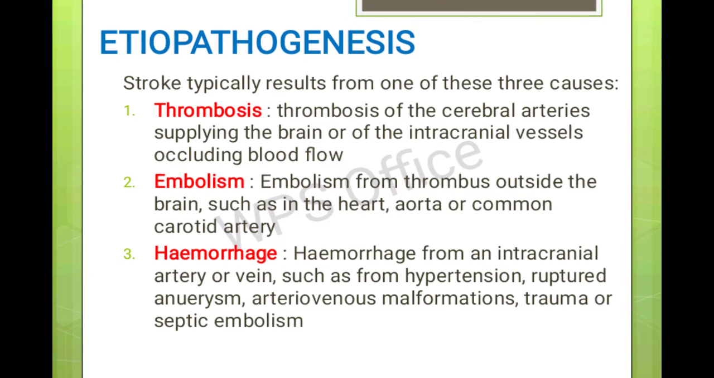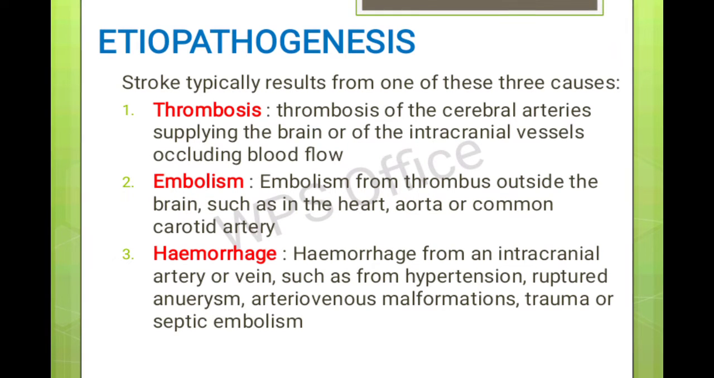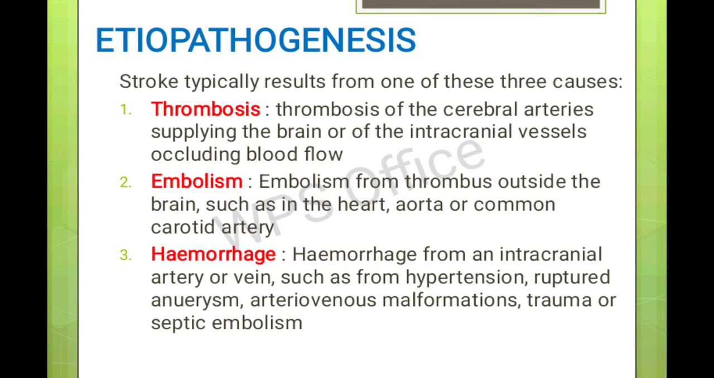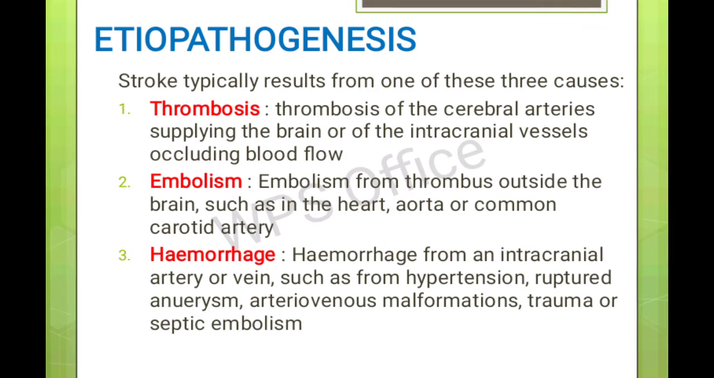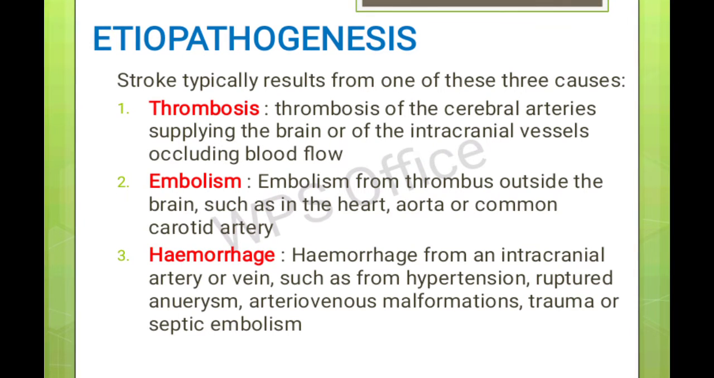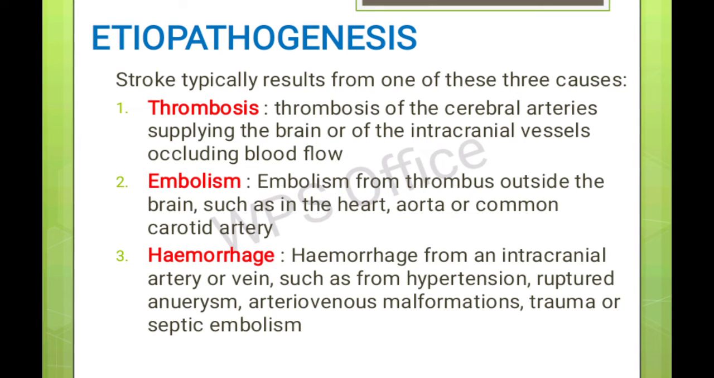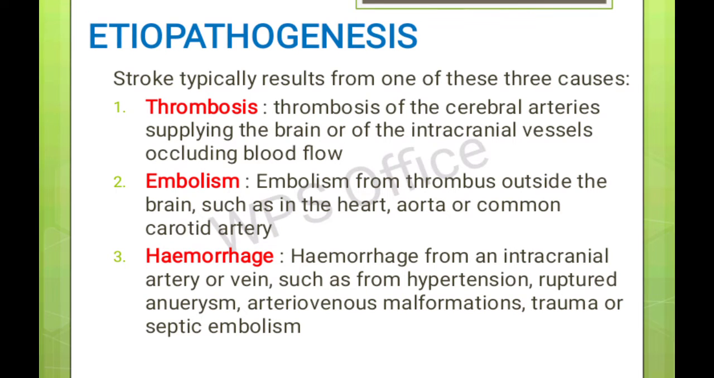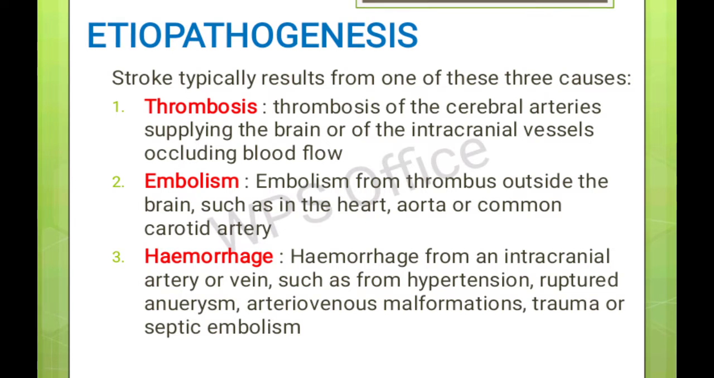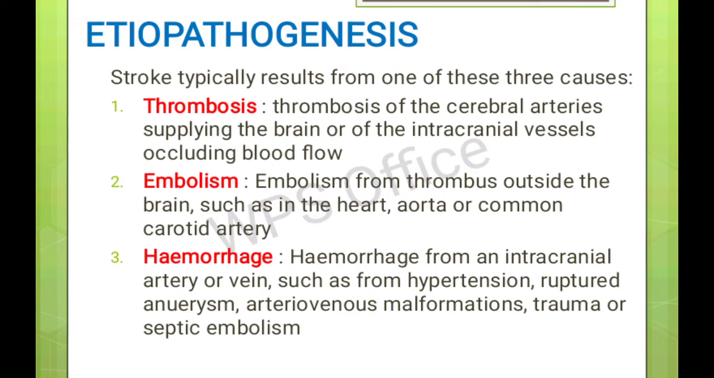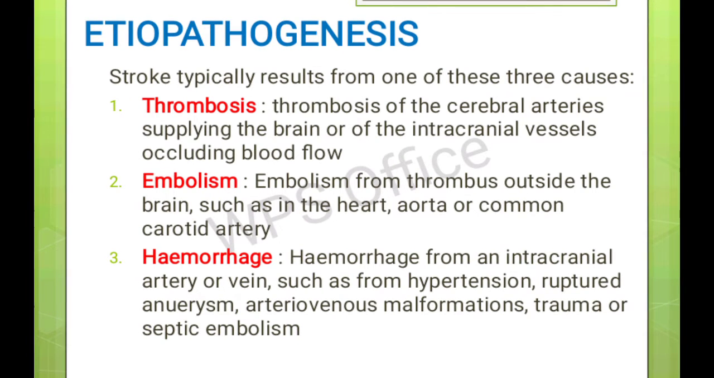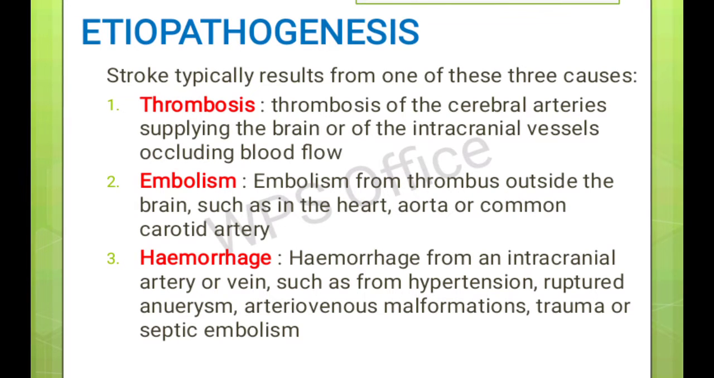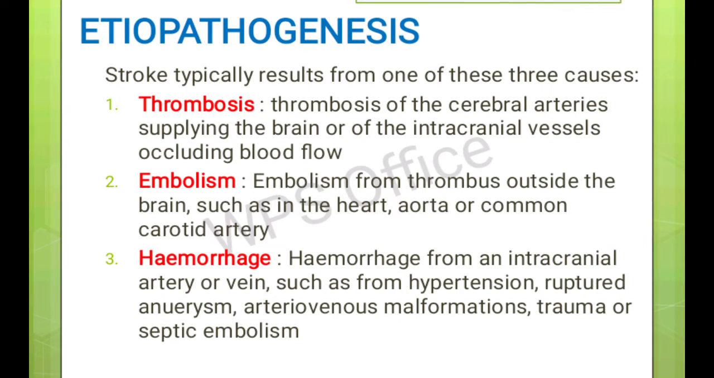Then ruptured aneurysm. Aneurysm means weakness in the artery walls, so there will be enlargement in the artery, and lastly it will rupture. Due to that, hemorrhage might occur in an area of the brain. Then arteriovenous malformation means any defect in the arteries and veins present from birth itself. Due to these arteriovenous malformations, or due to any trauma, injury, or septic embolism, a hemorrhage might occur. Septic embolism means embolism with the presence of harmful infectious bacteria or virus. From these conditions the hemorrhage might occur, and due to that hemorrhage, a stroke might occur. So these are the three causes.